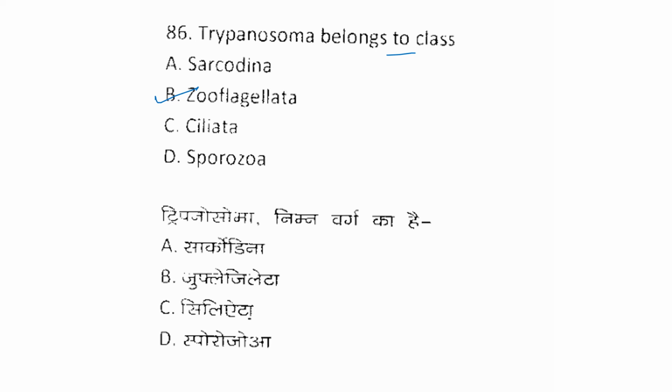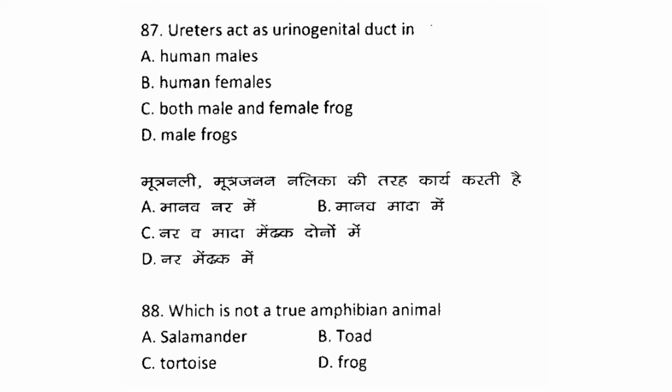Now the next question is: ureters act as urinogenital duct in human males, human females, both male and female frog, or male frogs. Answer is D, male frogs. Which is not a true amphibian animal? Salamander, toad, frog, or tortoise. Tortoise is actually a reptile and not an amphibian.